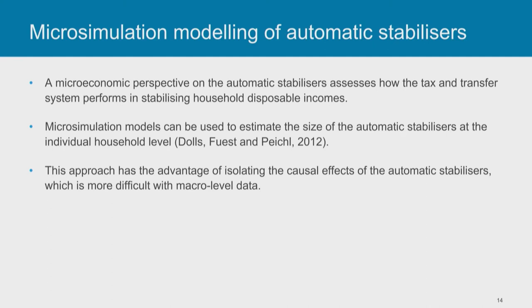A microeconomic perspective on the automatic stabilisers assesses how the tax and transfer system performs in stabilising household disposable incomes. Microsimulation models can be used to estimate the size of the automatic stabilisers at the individual household level. This approach has the advantage of isolating the causal effects of the automatic stabilisers, and it complements the macro approach.